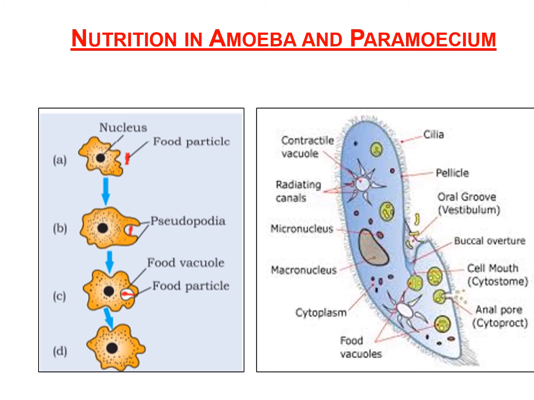And then at the end, the undigested food is thrown out. So that process is called egestion. So in amoeba, we can see ingestion, digestion, absorption, assimilation, and egestion.